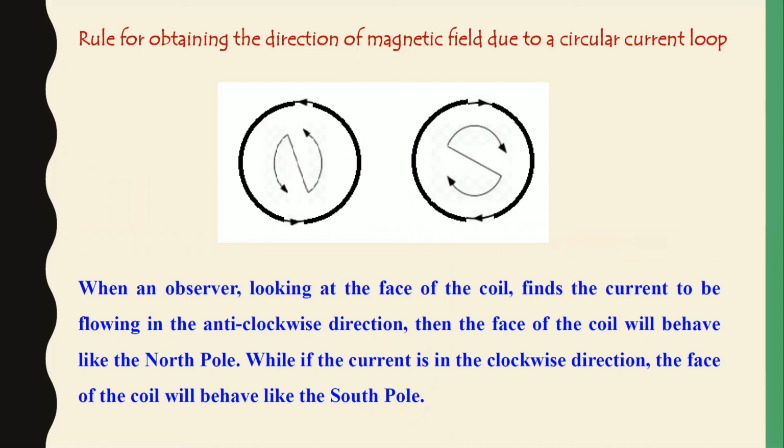And there is a rule for obtaining the direction of magnetic field due to a circular current loop. This is very easy and known to all of you. When an observer looks at the face of the coil and finds the current to be flowing in the anti-clockwise direction, look here, in the anti-clockwise direction the current is flowing, then the face of the coil will behave like a north pole. And if the current is flowing in the clockwise direction, the face of the coil will behave like a south pole. So this is the standard rule for obtaining the direction of magnetic field due to a circular current.